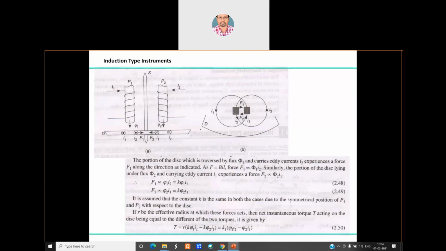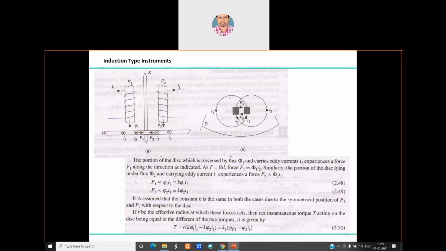This is a typical demonstration of any induction type instrument. From here you can appreciate that the force exerted on a disc depends on the fluxes and currents: F1 is proportional to phi 1 I2, and F2 is proportional to phi 2 I1. Clear? If you replace the proportionality with some constant, you assume the steady state condition.